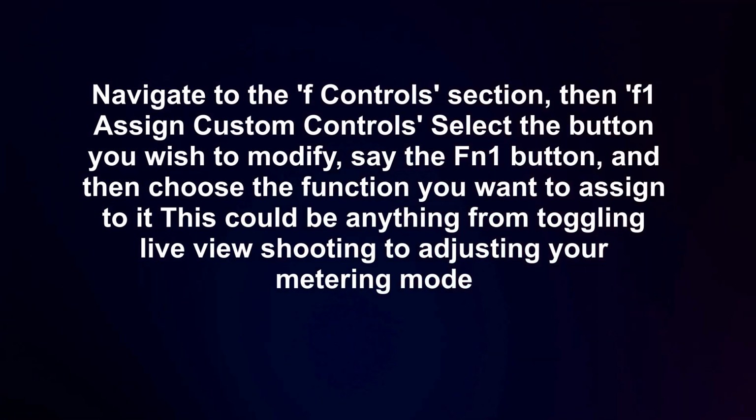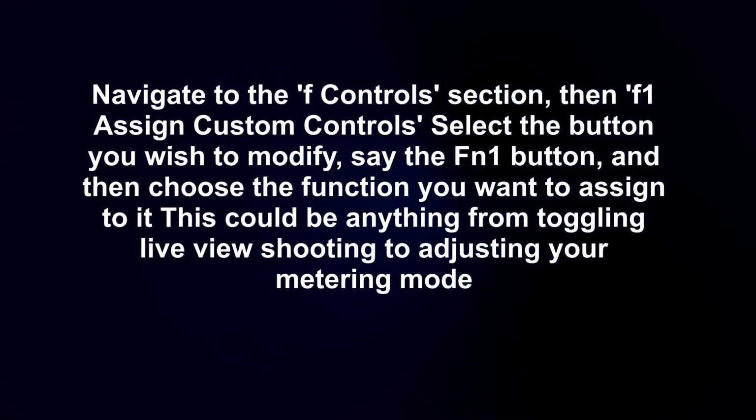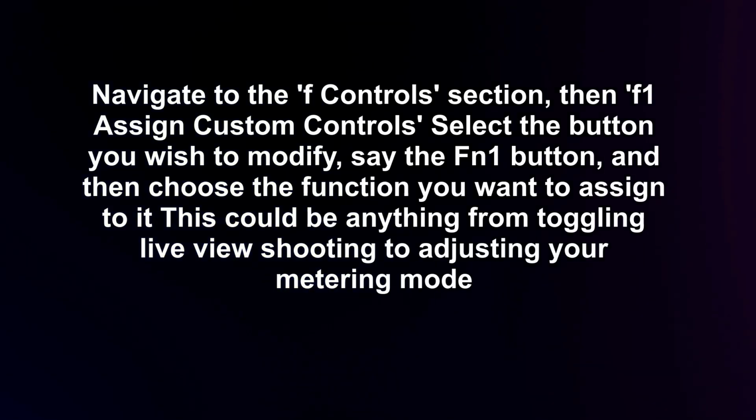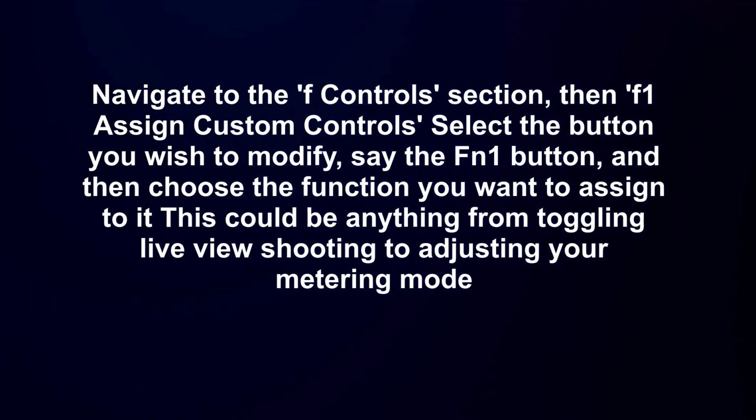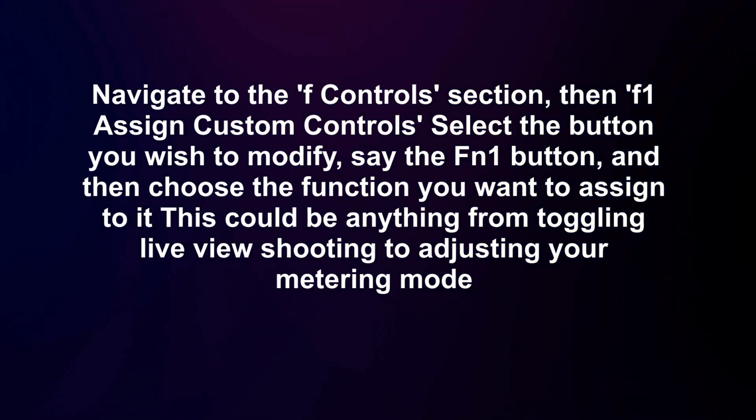Assign custom controls. Select the button you wish to modify, say the FN1 button, and then choose the function you want to assign to it. This could be anything from toggling live view shooting to adjusting your metering mode.